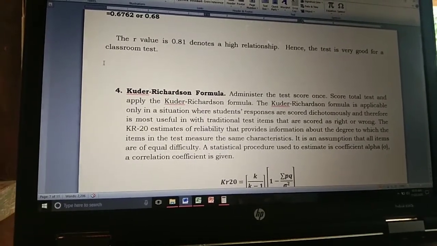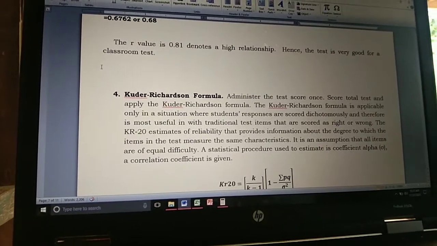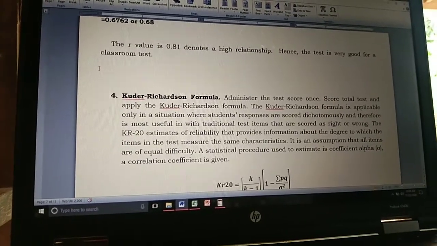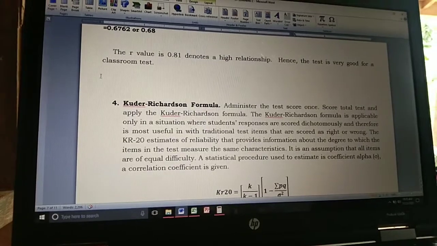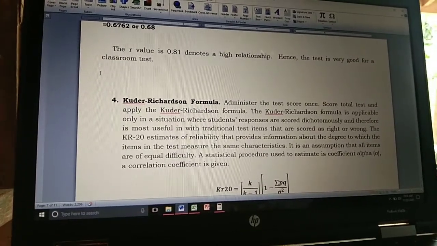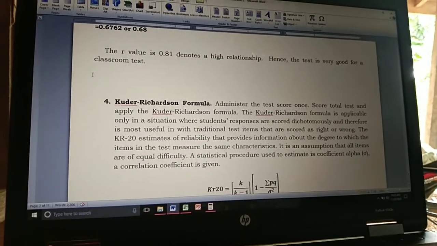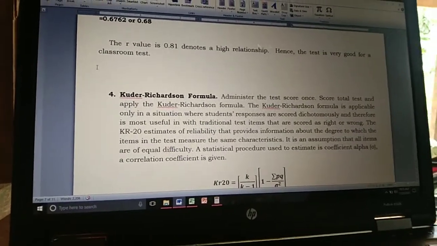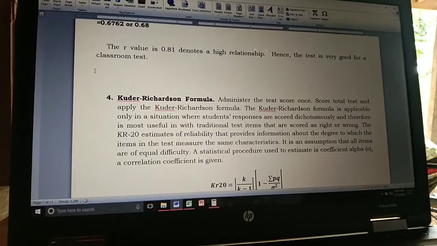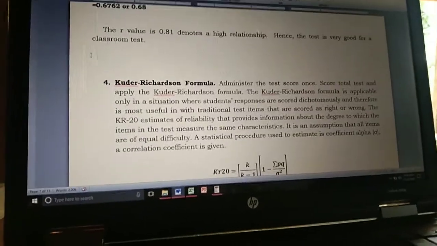So the KR20 estimates of reliability that provides information about the degree to which the items in the test measure the same characteristics. It is an assumption that all items are of equal difficulty. A statistical procedure used to estimate is coefficient alpha. A correlation coefficient is given.